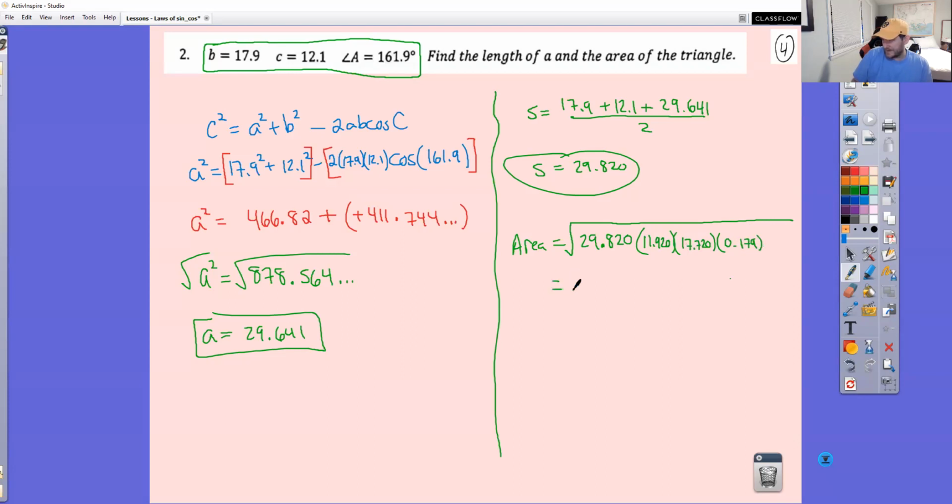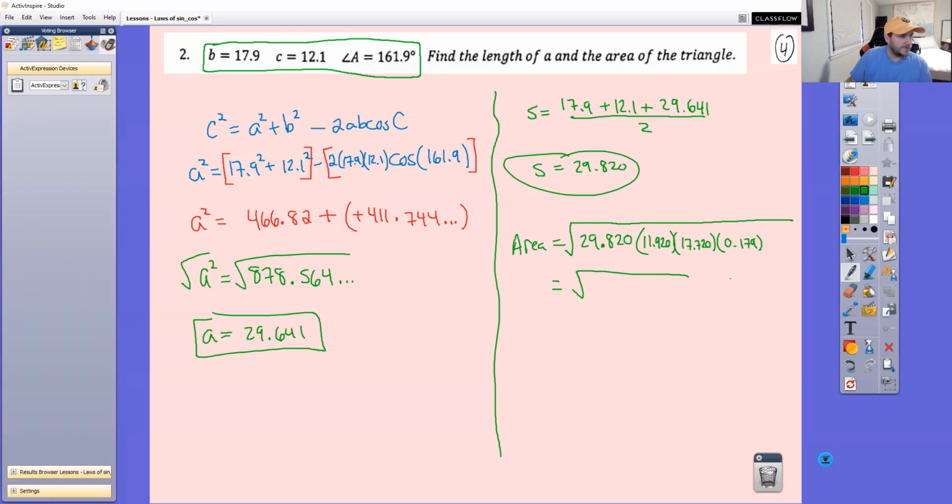So now you've got to multiply all that together and find out what the square root of the result is. So on my calculator, I guess I'm typing all that in. I don't really want to. 11.92 times 17.72 times 0.179 times the semi-perimeter, 29.820. So that product is 1127.458702. So you'll take the square root of that.